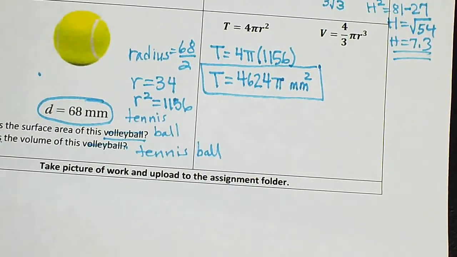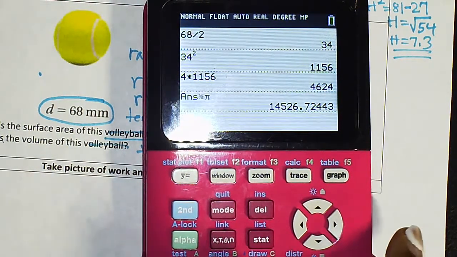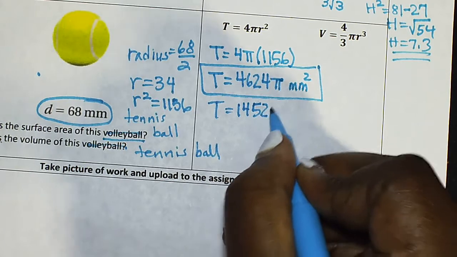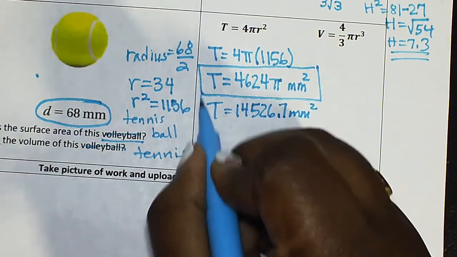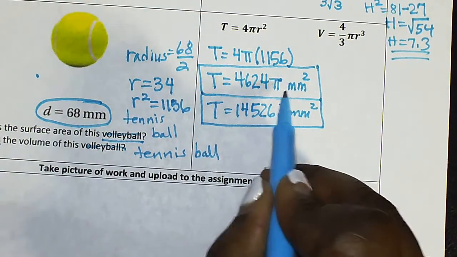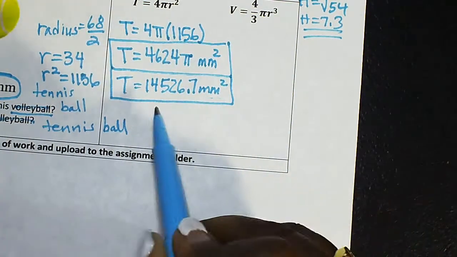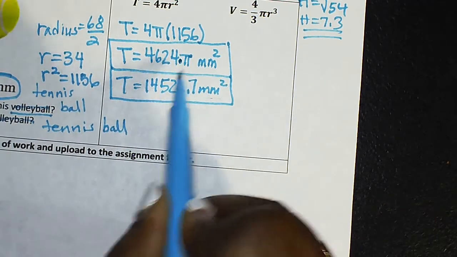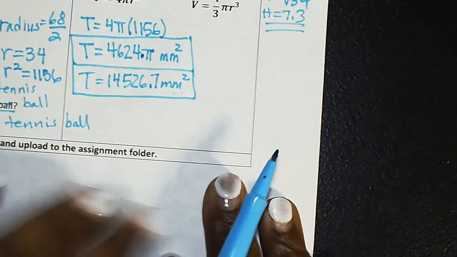If I want a decimal answer, then I will multiply this quantity times pi, 14,526.7 millimeters squared. Notice that in my answer, I don't have a pi. So once I multiply the pi, then I have this answer. I can't just tack on a pi to this. And I know it sounds like I'm saying it over and over, but I have too many students that will tack on a pi to this final answer and think that's the answer. This means that this quantity is being multiplied by pi. So once I multiply it, that's the answer. All right. So that's my total surface area.